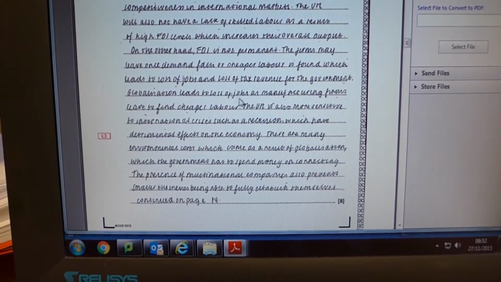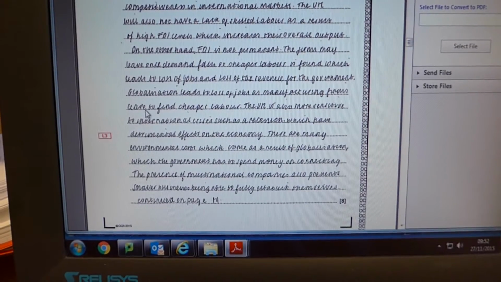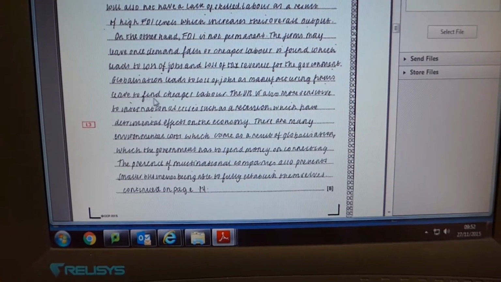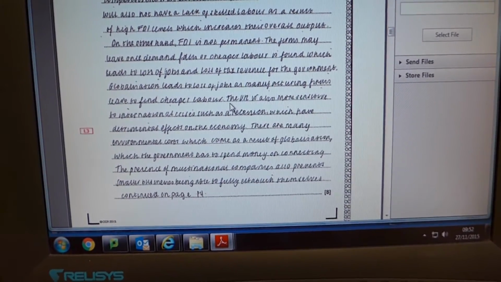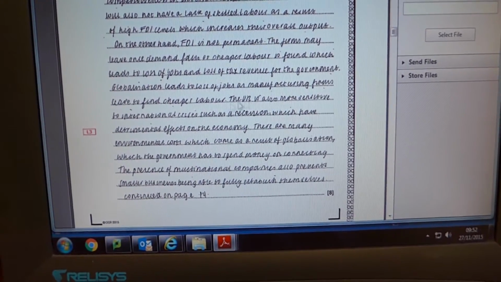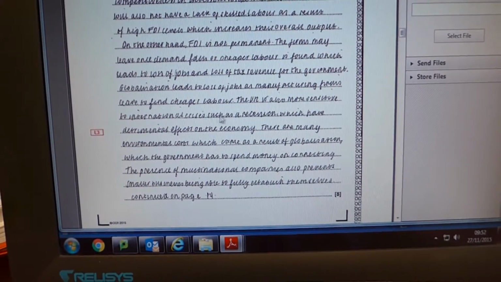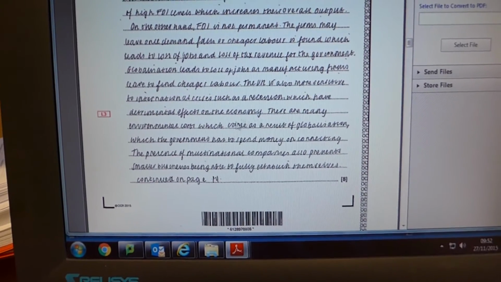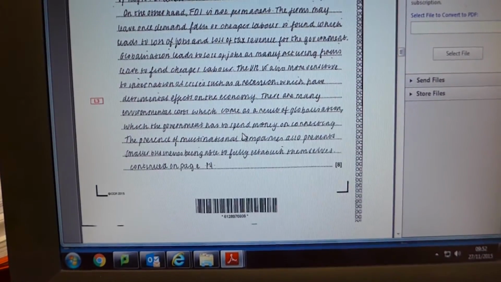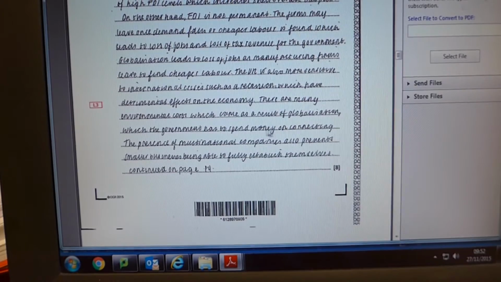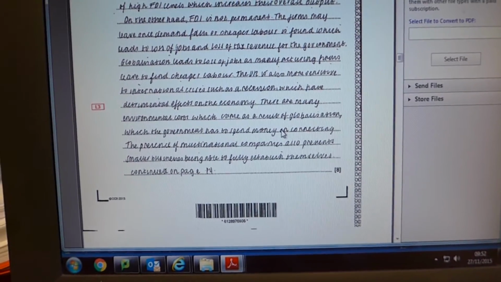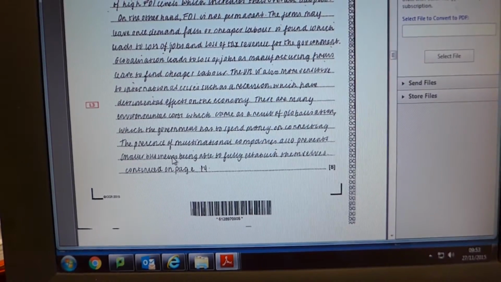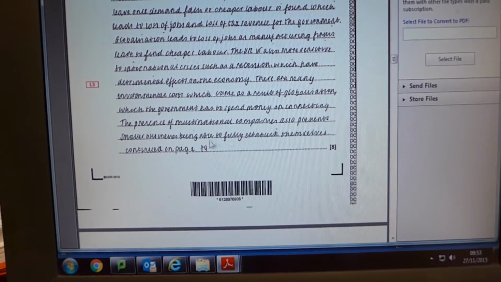Globalisation leads to loss of jobs as manufacturing firms seek to find cheap labour. The UK is also more sensitive to international crises such as a recession, which have detrimental effects on the economy. There are many environmental costs which come as a result of globalisation, which the government has to spend money on correcting. The presence of multinational companies also prevents smaller businesses being able to fully exploit themselves.